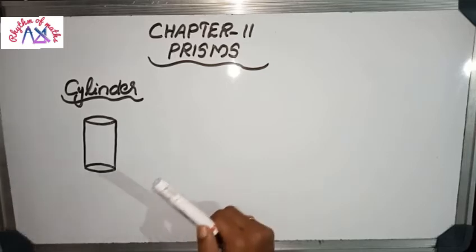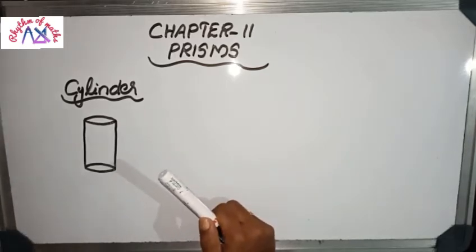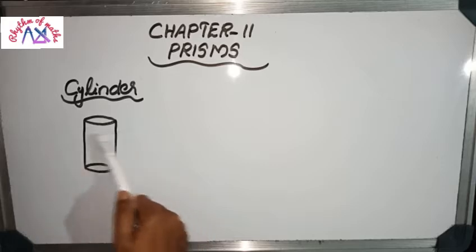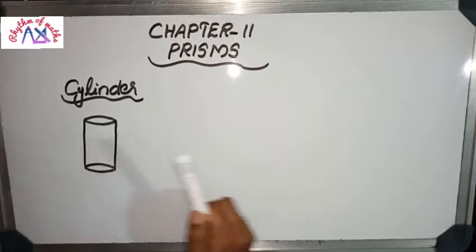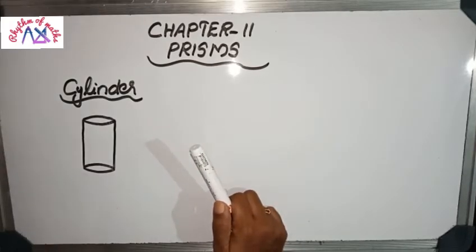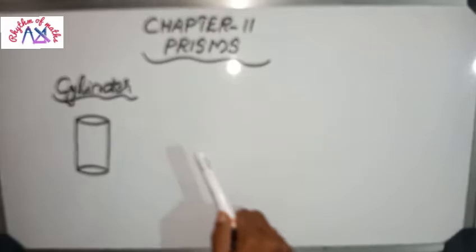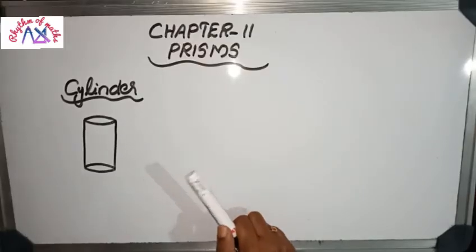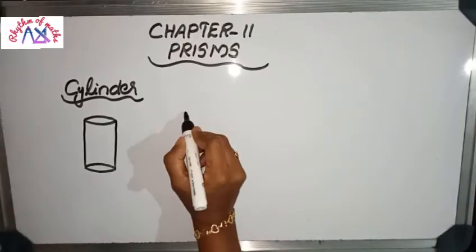Solids with the upper and bottom being the same circle, and the portion around is a smoothly curving surface. Now this we are already familiar with in daily life, like maybe you have seen a Pepsi can or Coca-Cola can. All are in the shape of a cylinder. Now here in this section we have to learn about the volume of a cylinder.